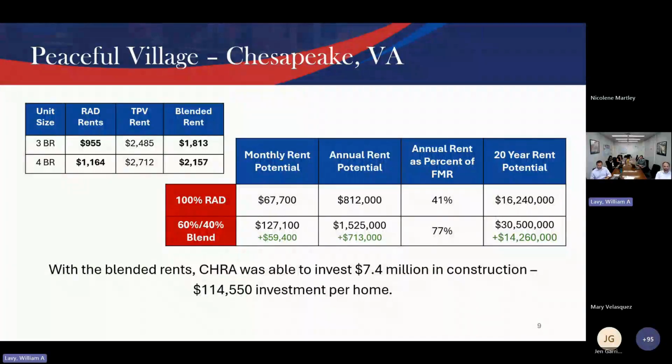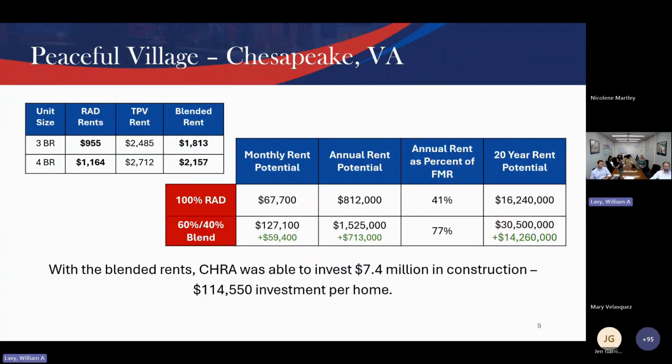And with the doubling of revenue, you gain access and leverage, right? Whether it's tax credits or just debt or both together. And Chesapeake was able to do that here, right? It's to the tune of $7 million, $115,000 a unit, right? A deep level investment that benefited the residents. And so how is it all possible? How does this all come together and work?